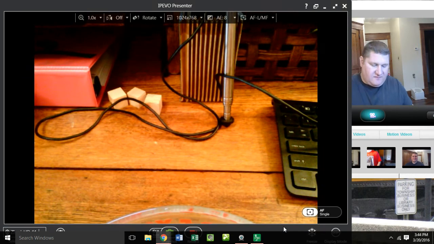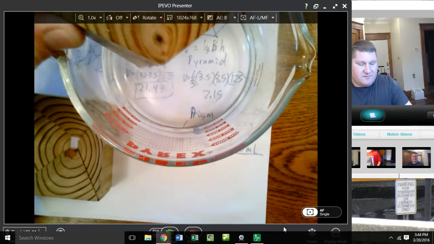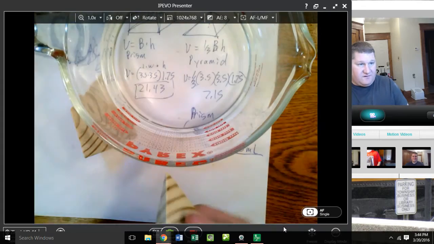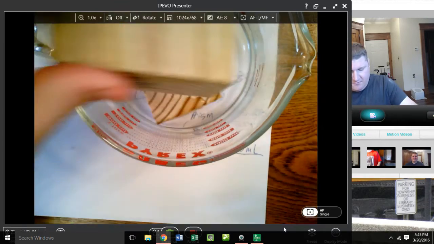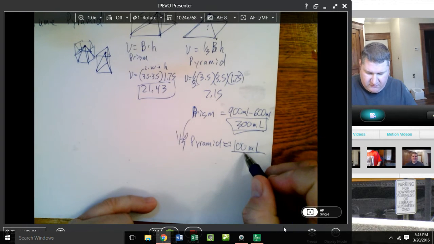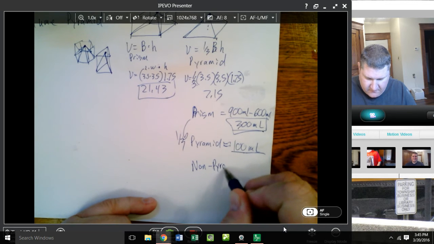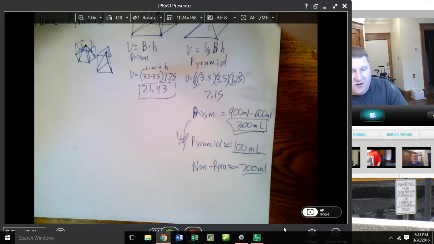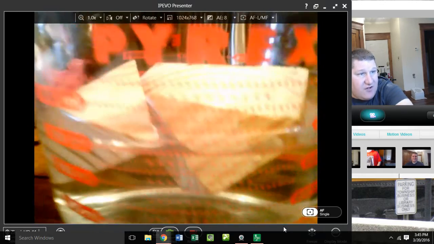Again, if we're talking displacement, I want to make sure I let all the water drip off. If we're talking displacement, that means that all of these cutoffs that I made to get my pyramid should be equal to, instead of 300, 100. So the non-pyramid parts should be approximately 200 milliliters. So if we started at 6, we should be somewhere near 8 at this point. Let's see how we did.